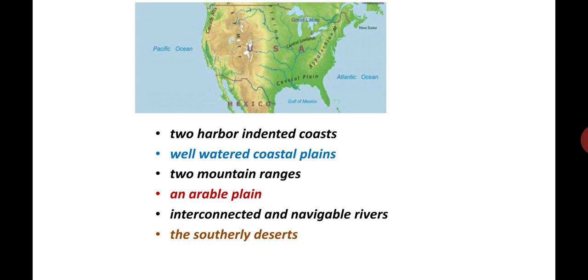As you can see, looking at the map, the USA has two harbor-indented coasts. It has well-watered coastal plains, two great mountain ranges, we'll speak about them a bit later, an arable plain, arable means suitable for growing vegetables, fruits, and so on, interconnected and navigable rivers, and the southerly deserts.